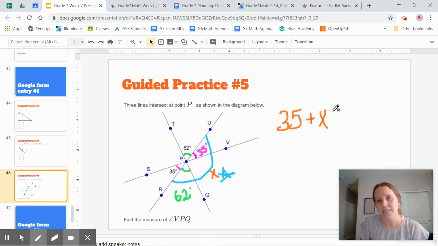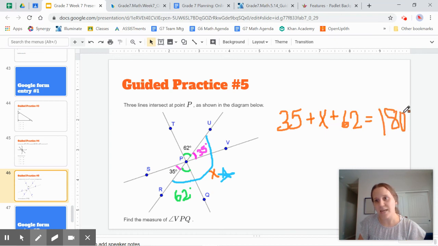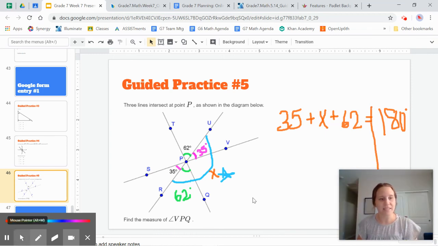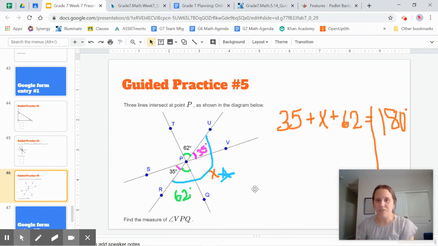35 plus X plus 62 equals what? Yes, 180. That straight line has a 180 degree relationship. Now I solve. Okay? If you got this far, excellent, excellent job. If you did not get this far, please pause the video here and make sure you understand how we got this equation before moving forward. It could be helpful to rewind and watch this part again.